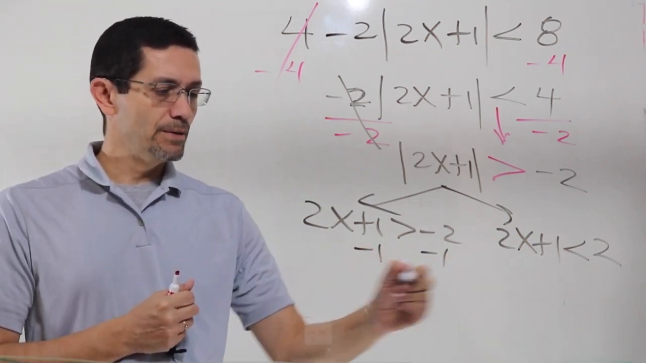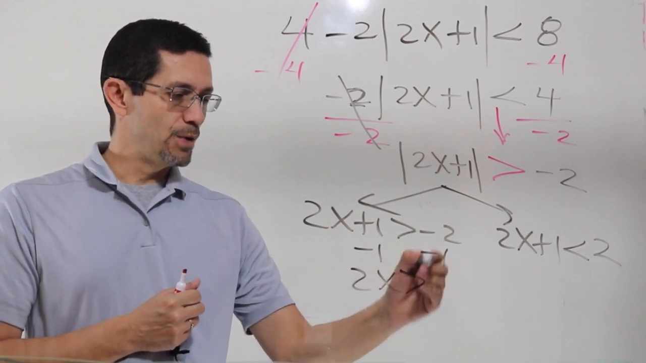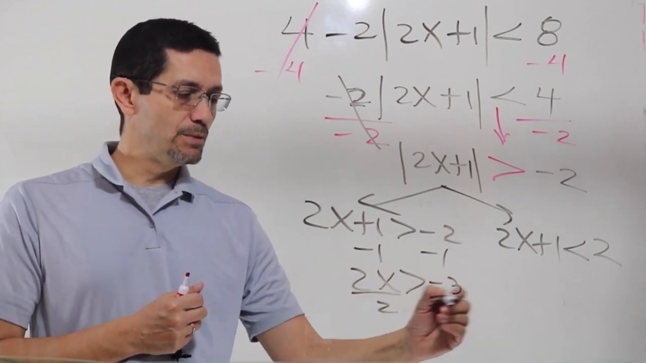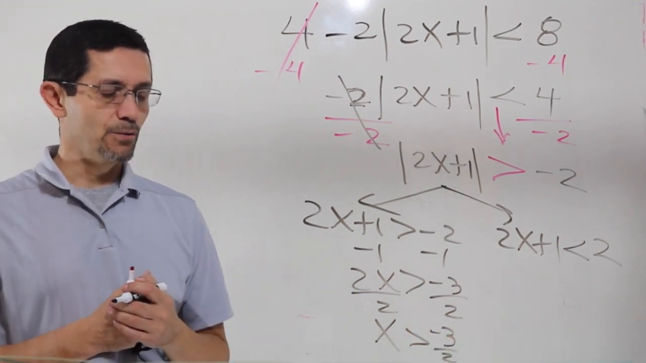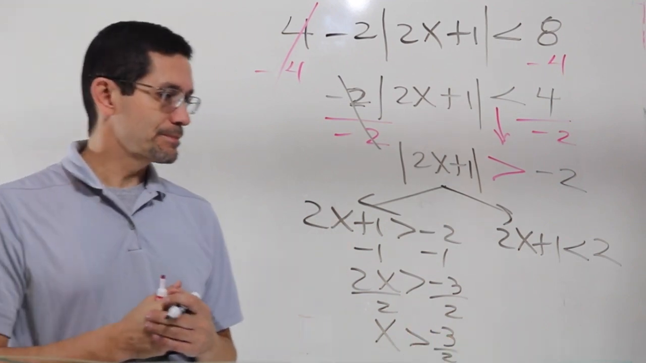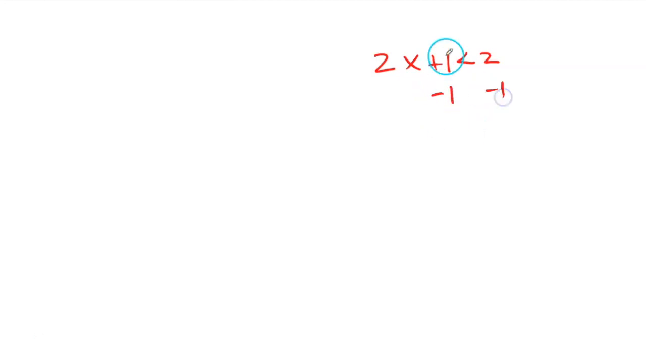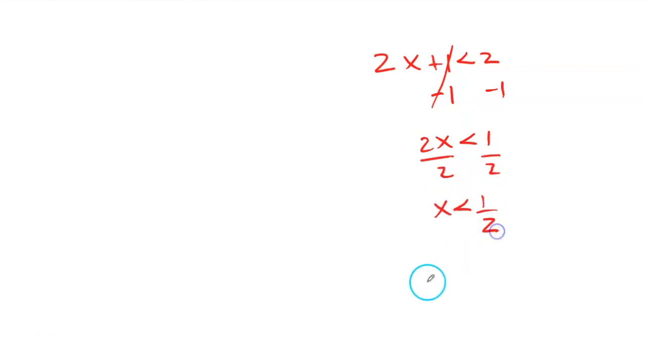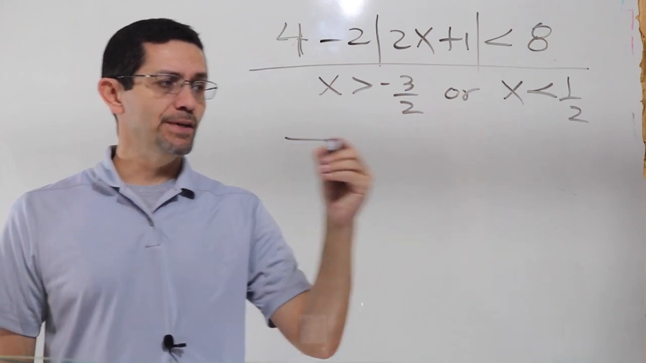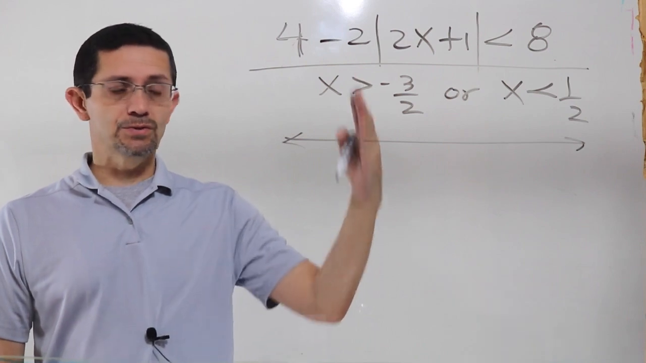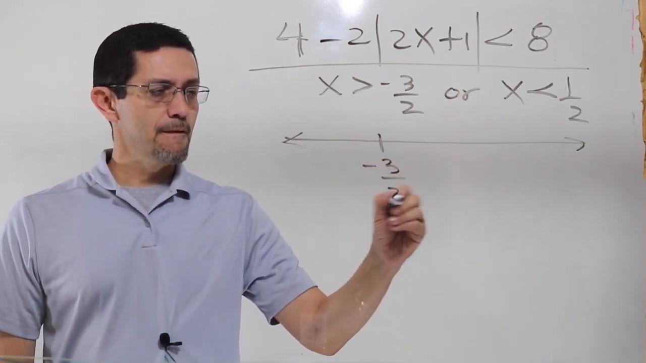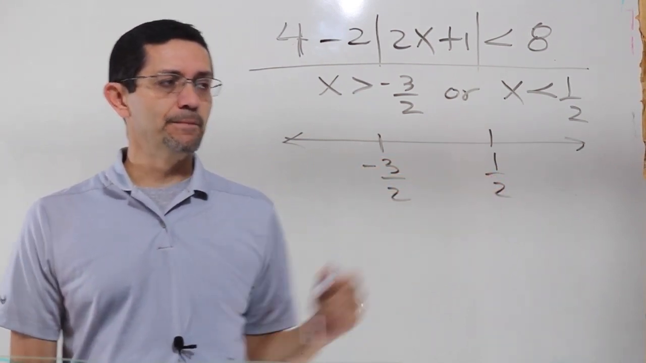So minus 1, I have 2x is greater than negative 3. Divided by 2, x is greater than negative 3 over 2. Okay? Now let's work on the other one. Minus 1, I have 2x is less than 1. Divided by 2, x is less than 1/2. Once the x's are by itself, it's time to graph. Okay, negative 3 over 2, 1/2, so negative 3 over 2 is going to be on the left side, and the 1/2 is going to be on the right side.